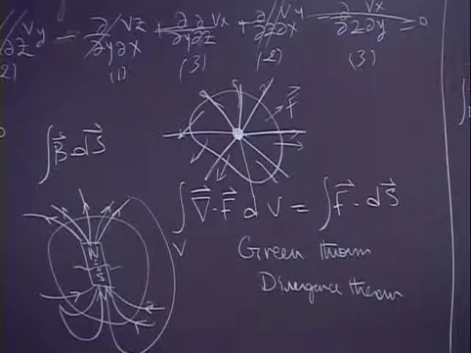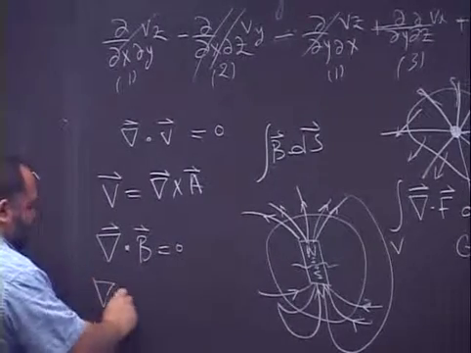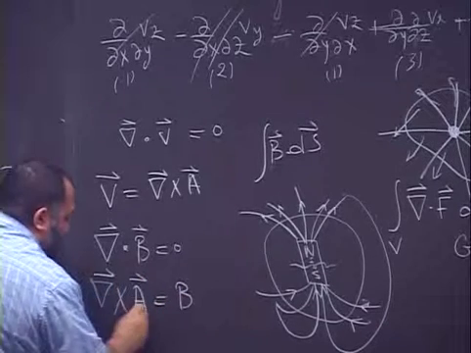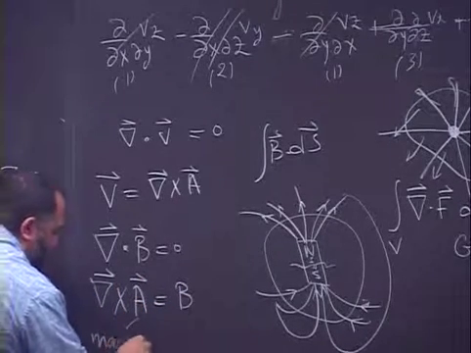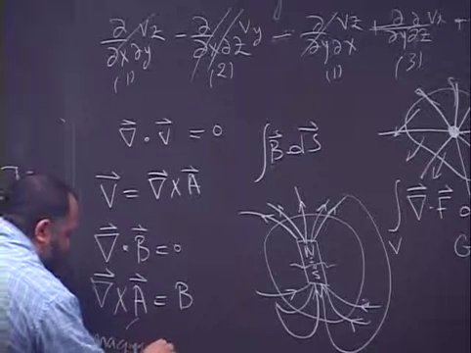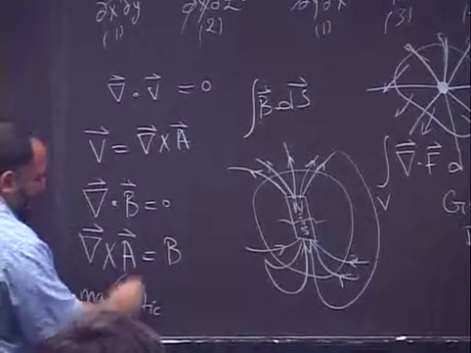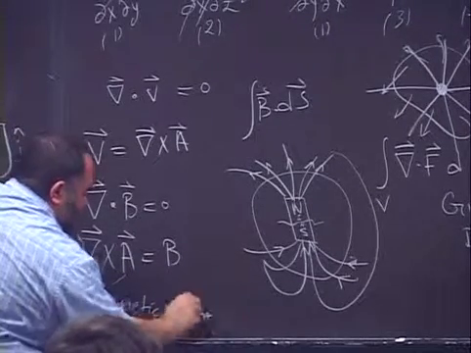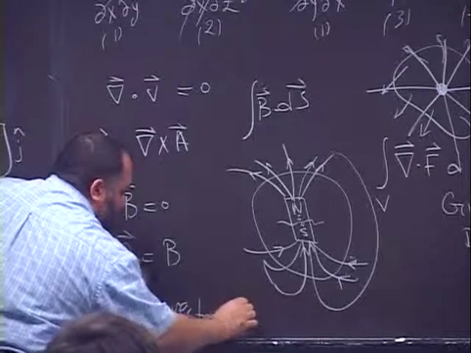In this case, because divergence of B equals 0, I can represent B as a curl of another vector. And this other vector here is called the magnetic, because it comes from magnetism, and it's a vector because A is a vector, it is not a scalar potential, and it's called the magnetic vector potential.